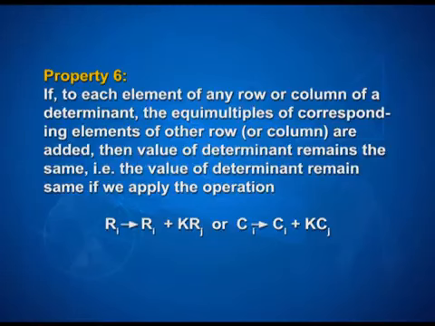Now, let us look into property number 6. If to each element of any row or column of a determinant, the equimultiples of corresponding elements of other row or column are added, then value of determinant remains the same. That is, the value of determinant remains same if we apply the operation R_i given by R_i plus k into R_j or C_i obtained by C_i plus k into C_j.